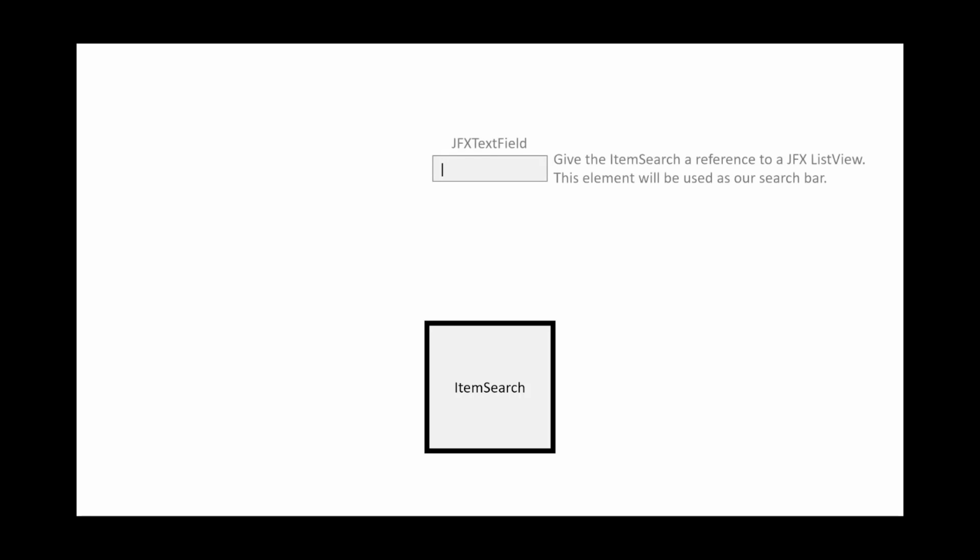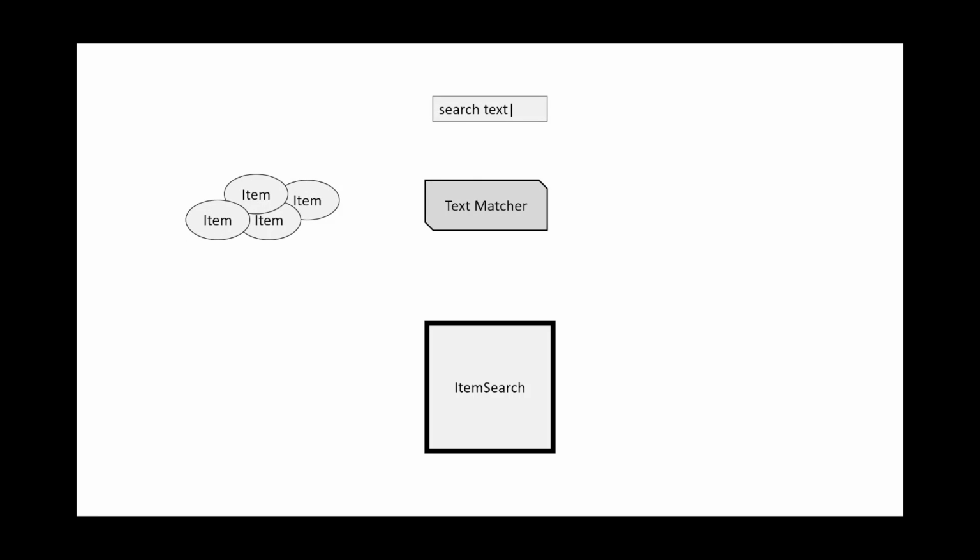Next, you're going to give the ItemSearch a JFX text field, and this is going to be the search bar. Next, you're going to give it a text matcher function. This is another lambda function, and what this one does is take the search text that you've typed into the search bar and an item, and say whether or not the item matches your search text.